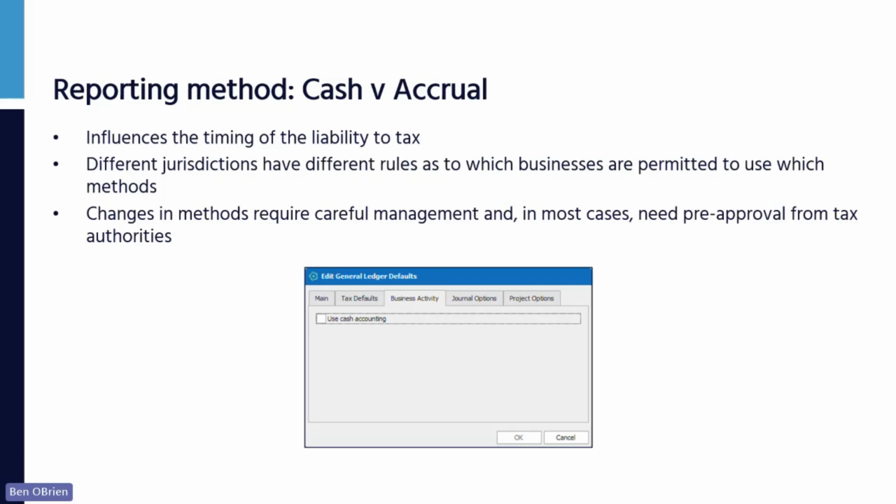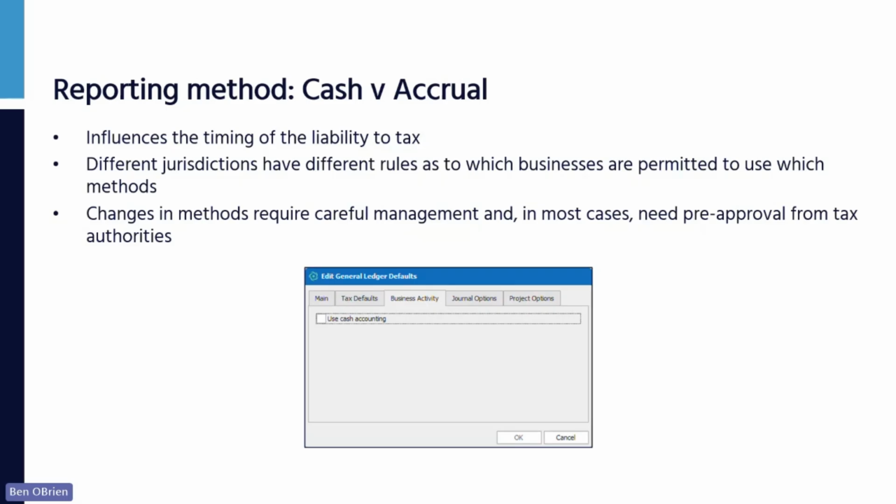Cash versus accrual. We'll talk about this a little bit flippantly in terms of switching between one and the other, but there are rules in different jurisdictions as to which businesses are permitted to use which methods, and there are also rules for those that are able to use both. You generally can't just on a dime flip between one and the other. There is a process that you'll need to go through, so just check with your tax authorities in your jurisdictions as to the rules and regulations around that kind of changing of approaches.